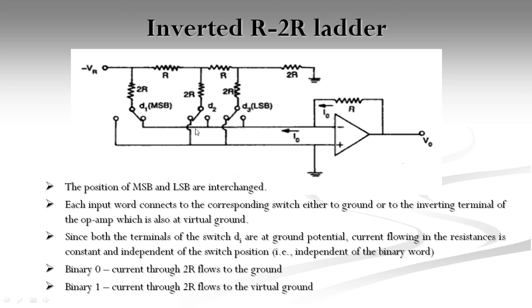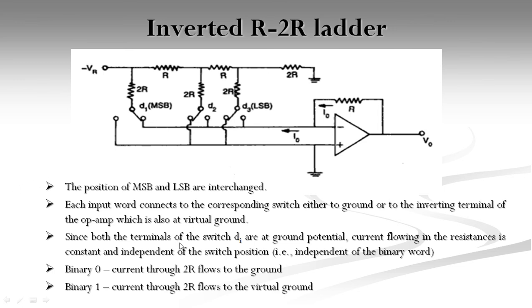If you look at this figure, the change we have made here is that the positions of the MSB and LSB bits are interchanged. One more thing is that irrespective of the binary input applied, whether we give a binary input of 1 or 0, the switch is going to connect either to the inverting terminal, the virtual ground, or to the non-inverting terminal, the ground terminal. So whether the binary input applied is 1 or 0, my switch position is going to be at a virtual ground or at a ground terminal.